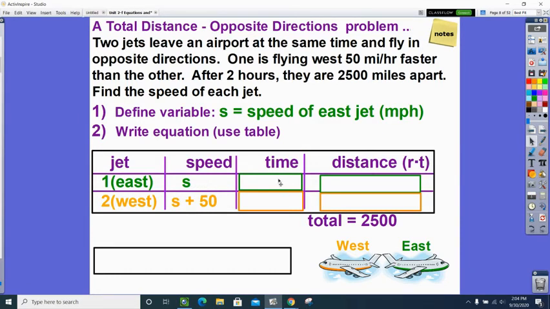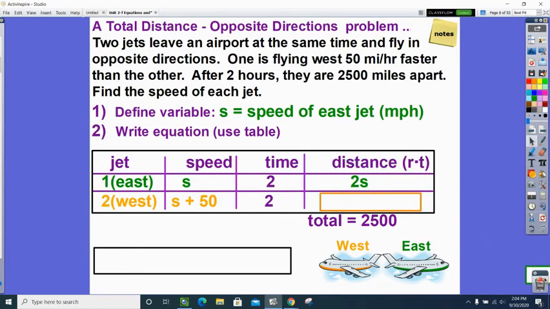Now the question is, what's going on with the time? After 2 hours, they're 2,500 miles apart. You stop them. So guess what? The east going flew 2 hours. Guess what? So did the west. So now how do we find the distance out here? This is the easy part. This is where we're going to use our formula. We're going to take speed times time. Rate times time is going to give us distance. Oops, sorry about that.